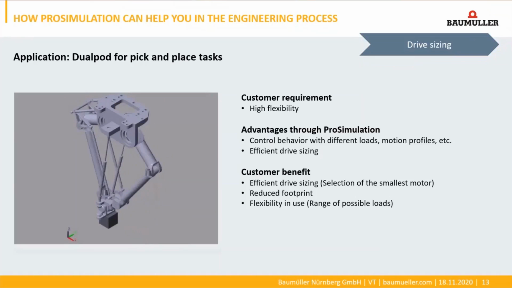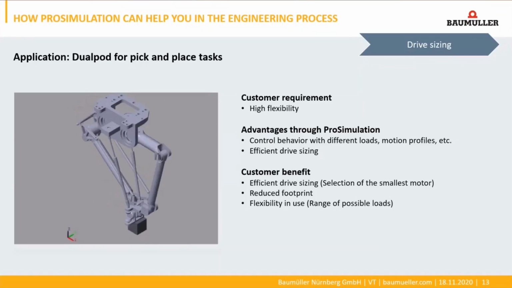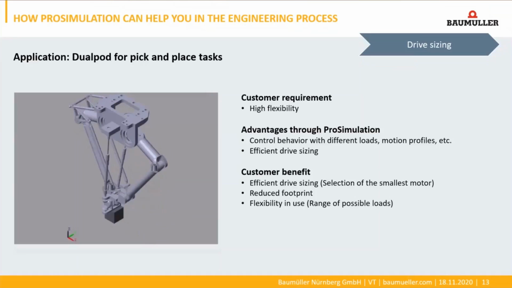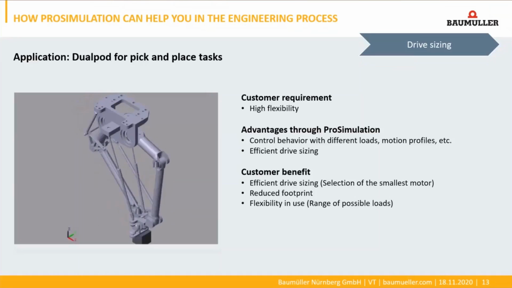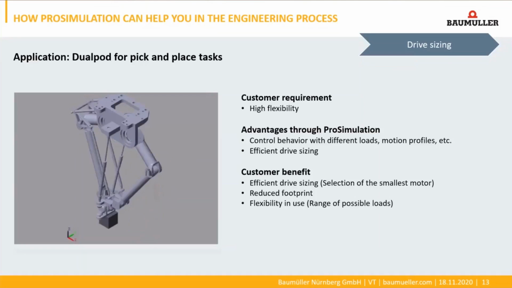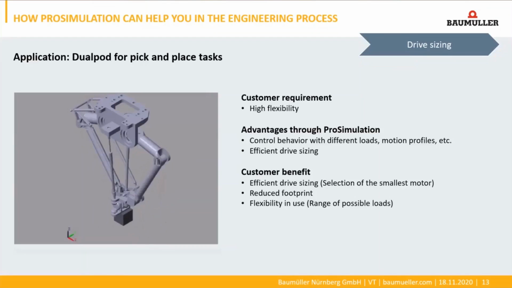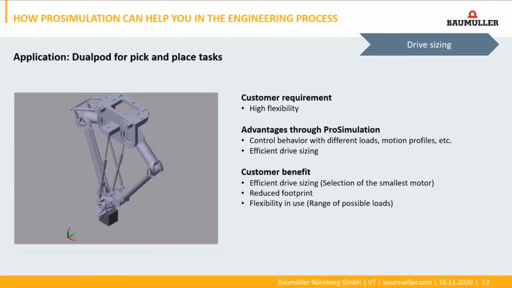For the customer, the following advantages resulted from the use of ProSimulation. Efficient drive sizing. The motor could be dimensioned as small as possible, but as large as necessary. As a result, the entire footprint of the dual pot could be reduced. Furthermore, it was demonstrated how flexible the dual pot can be used by demonstrating the bandwidth of the possible loads with simulation. This could also be used by the customer as a sales argument to his customers.